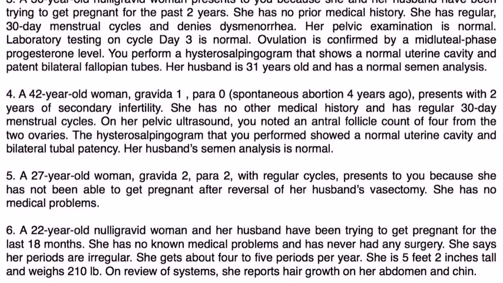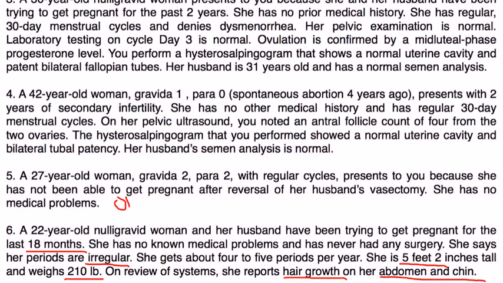A 22-year-old newly gravid woman and her husband have been trying to get pregnant for the last 18 months. She has no known medical problems and has never had any surgery. She says her periods are irregular. She gets about 4 to 5 periods per year. She is 5'2", weighs 210. On review of symptoms, she reports hair growth on her abdomen and chin.